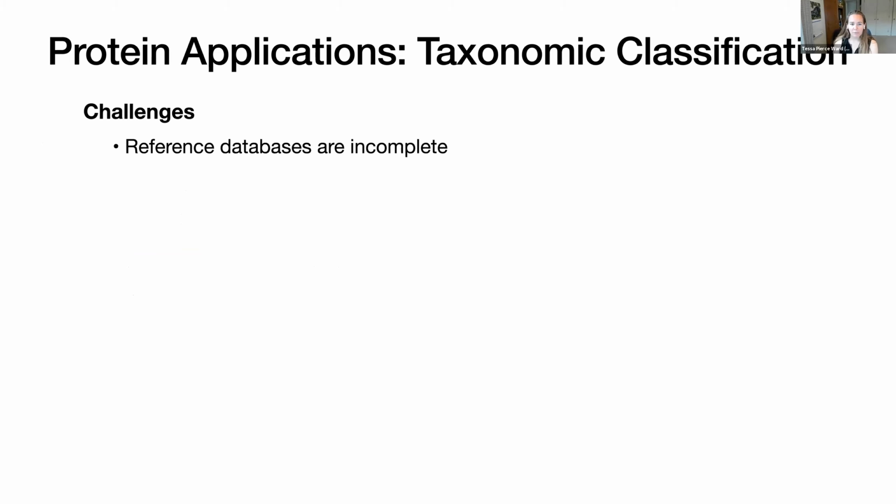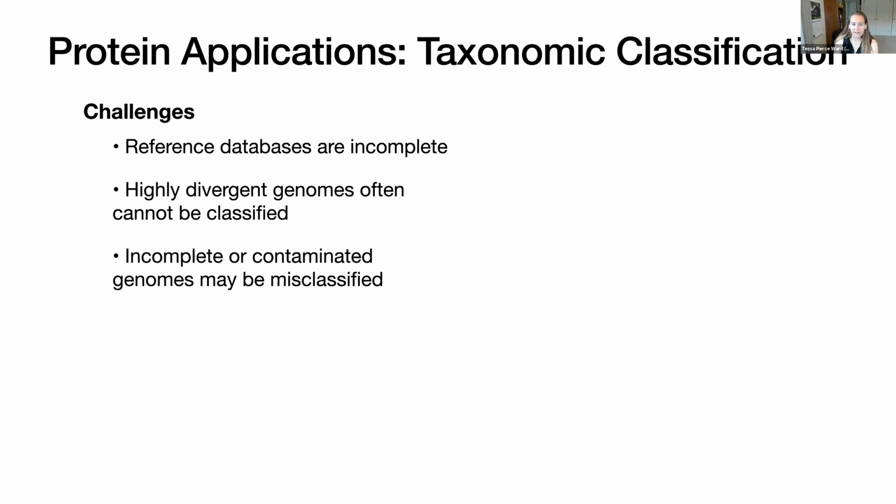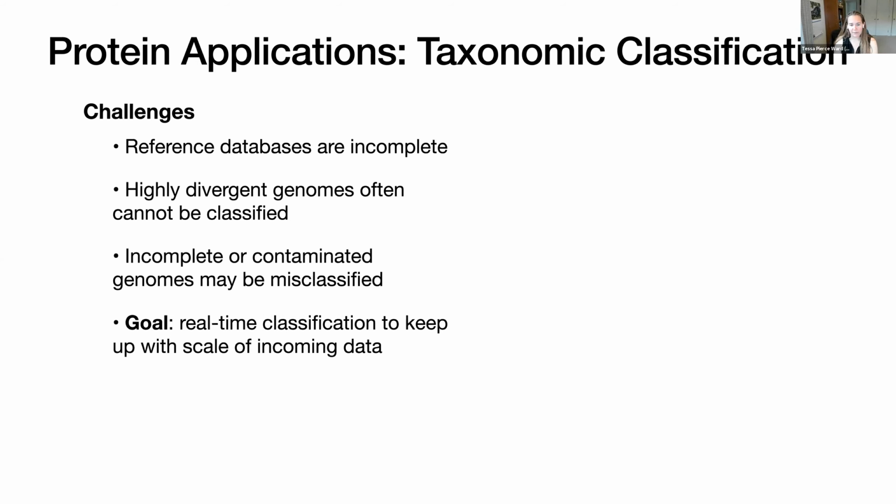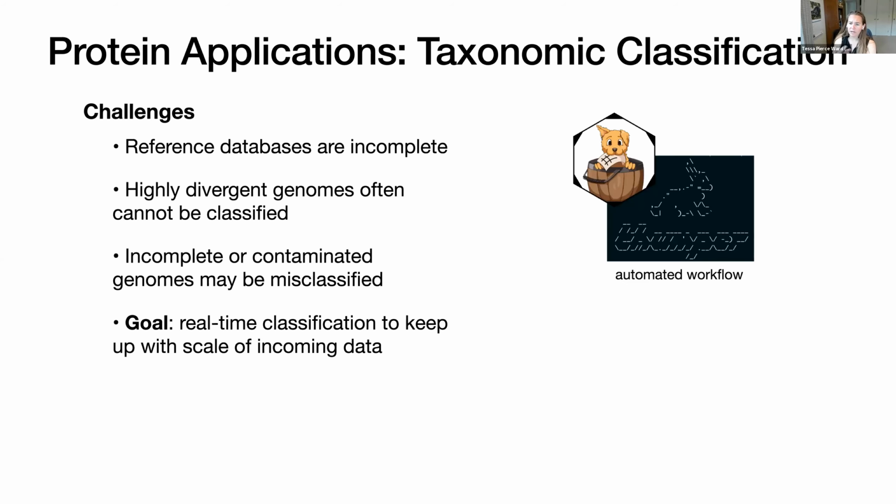There are some challenges in this realm. Reference databases are often incomplete. Highly divergent genomes sometimes cannot be classified, or incomplete and contaminated genomes can be misclassified. And of course, our goal is to enable real-time classification to keep up with the scale of incoming data. So we've built a Snakemake workflow on top of sourmash that allows us to string a few commands together to do this.